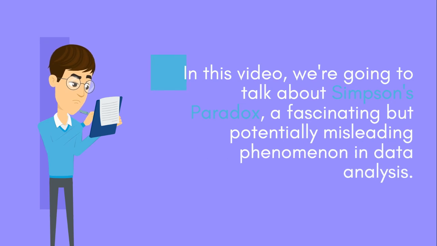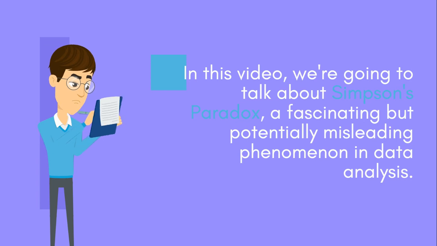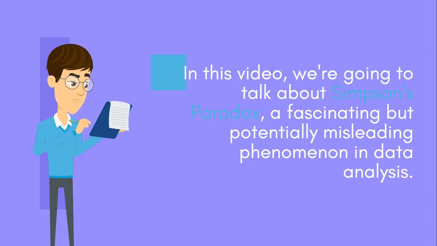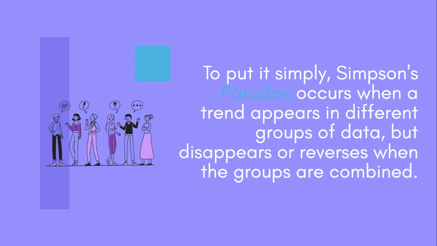In this video, we're going to talk about Simpson's paradox, a fascinating but potentially misleading phenomenon in data analysis. To put it simply, Simpson's paradox occurs when a trend appears in different groups of data, but disappears or reverses when the groups are combined.